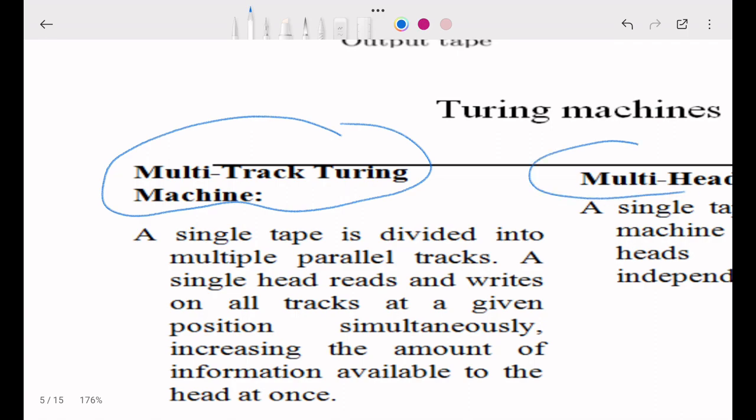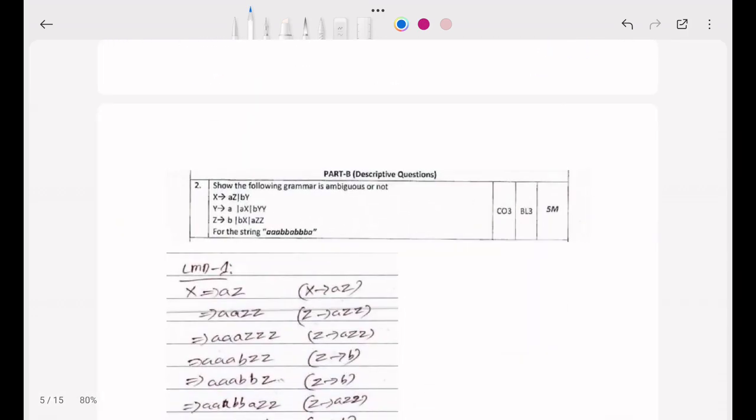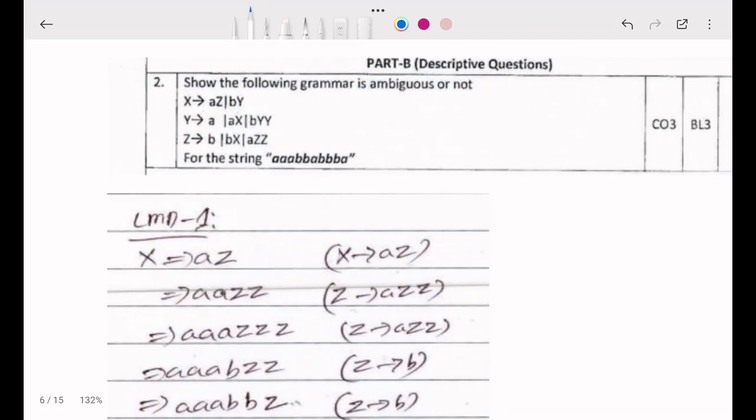Okay, you have to write only, no need to write this text. Okay, now we will come to our main part. The main part is the descriptive part, and here you have to explain the question one by one.